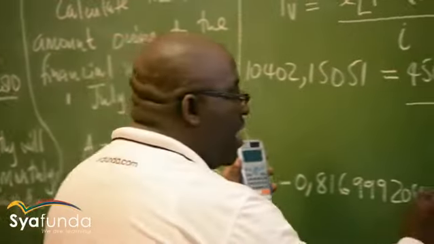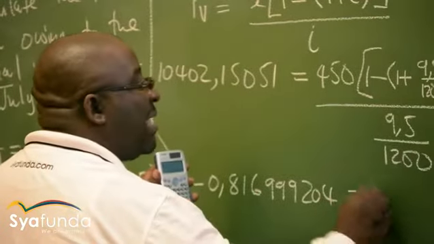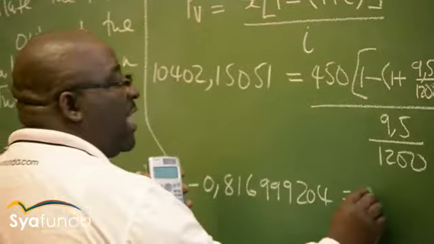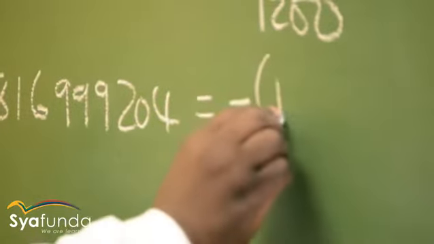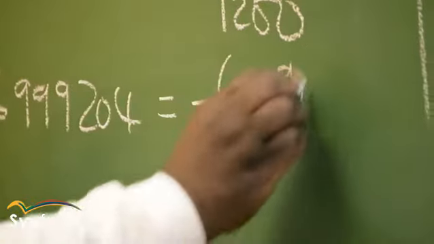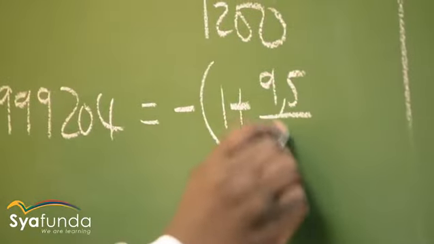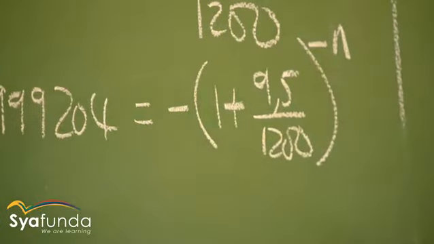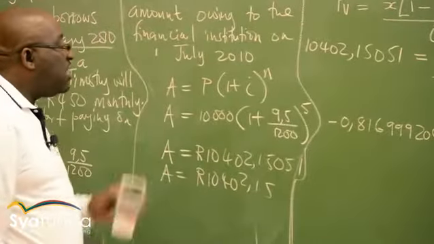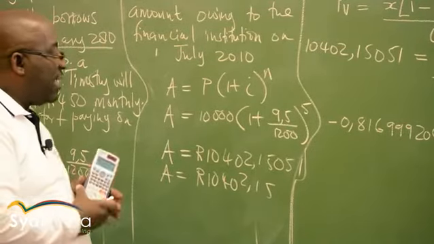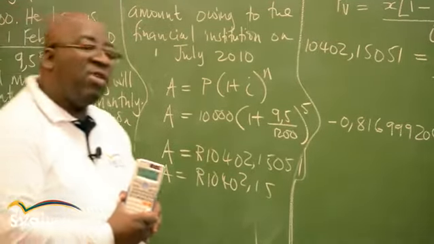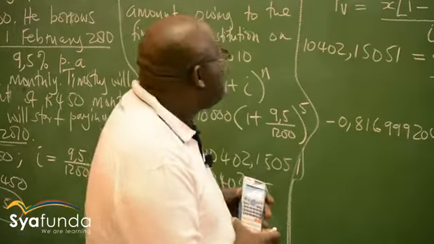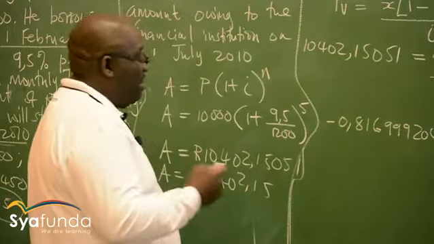What do I have on the other side? I also have minus, this minus, because I've just taken 1 that side. So what I have is negative into 1 plus 9,5 over 1200 raised to the power minus n. This is what I have at the moment. Remember that I do have these values on my calculator. What is it that I'm looking for here? I'm looking for n, the value of n. How many months?